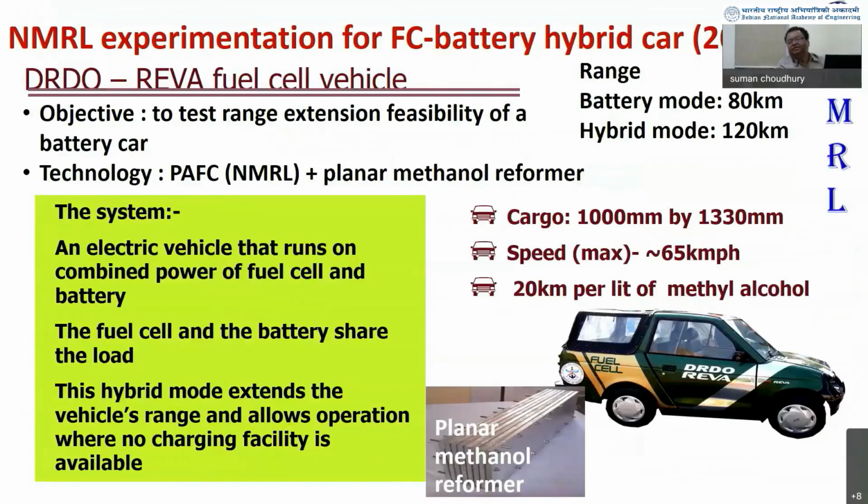Then sometime back in 2006, we did an experiment with Reva. At that time Reva was not yet taken over by Mahindra. They gave us a pilot vehicle. We tried a range extender fitted with a planar methanol reformer, which you can see at the onset.